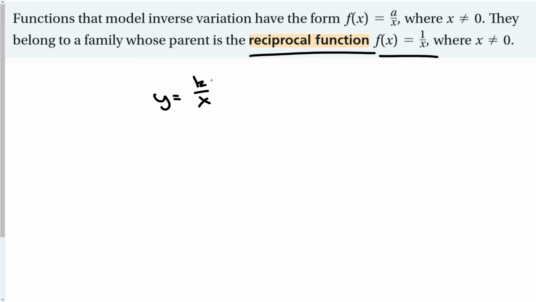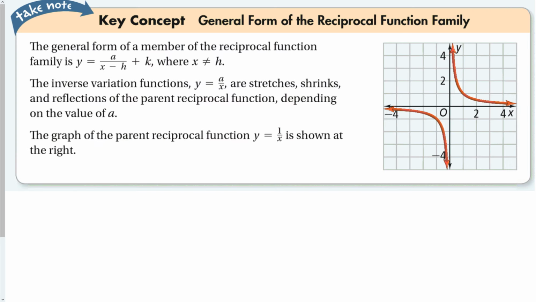Okay? So we're basically going to take this idea, and now we're going to look at both sides of the function across the whole domain. Looks kind of like this. Okay, so this is the general form of a member of the reciprocal function family. And here we have our general form equation, where y is equal to a over x minus h plus k, where h and k are the shifts left and right for h and up and down for k.